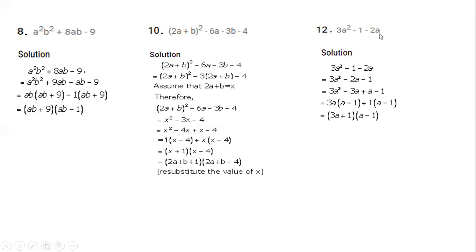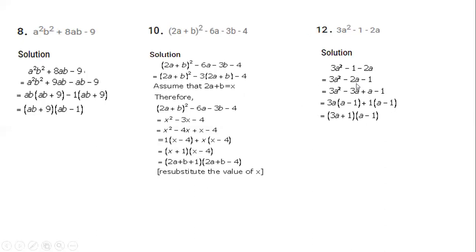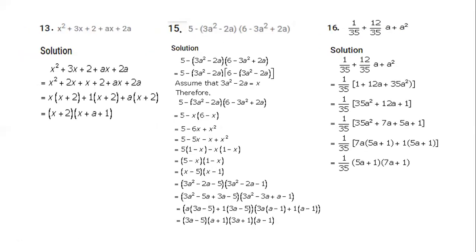See, 3a square minus 1 minus 2a, that is 3a square minus 2a minus 1. Again, the question is same. Question number 12 is totally same as that of question number 7. See the question number 13.